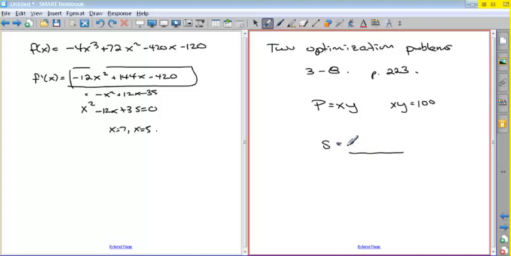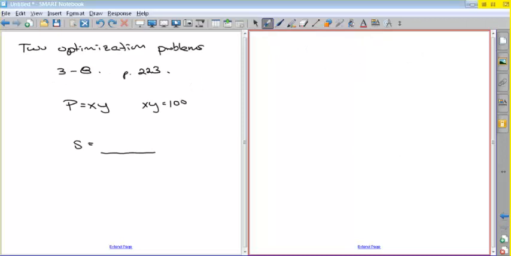The second optimization problem is going to be fairly straightforward, and I'm going to reference you to problems 19 and 20 on page 223 and 224. They're fence problems. So there's two things associated with a fence. There is an area, and then there is a length. So I'm just going to demonstrate this. I'm not going to solve the problem. You have one of these for your homework problems.